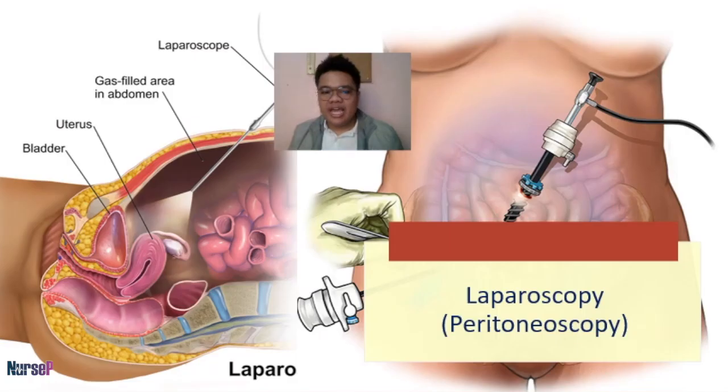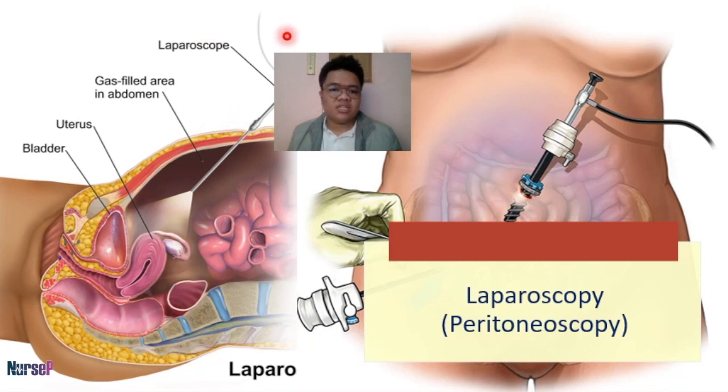Then we have your laparoscope. Okay, so you have your laparoscopic procedure, also referred to as peritoneoscopy. So your laparoscopic procedure allows for the visualization of the abdominal contents. Your laparoscopic procedures are considered to be minimally invasive surgeries. Okay, it's considered minimally invasive surgery because only a small incision is done to the patient, and then scopes are inserted in the patient's body in order to visualize the abdominal contents or even to perform surgery on the patient.